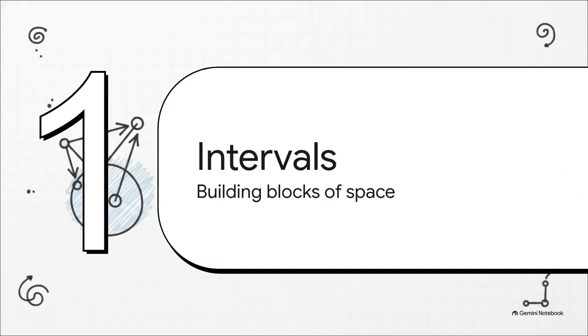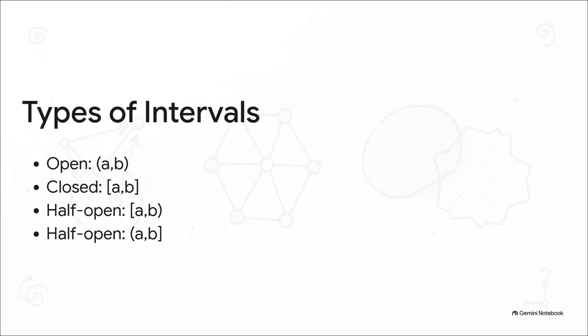Section 2. Intervals as building blocks. Let's formalize these pieces. If you've ever taken a basic algebra class, these 4 types of intervals are going to look super familiar. We've got our open intervals, closed intervals, and 2 types of half-open intervals. Now, the parentheses mean the endpoint is strictly less than or strictly greater than, so it's not included. The square brackets mean the endpoint is included using less than or equal to.